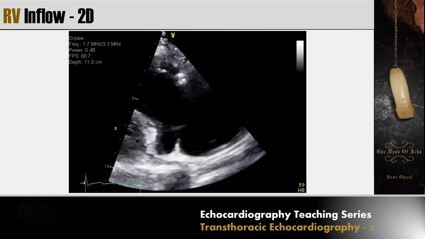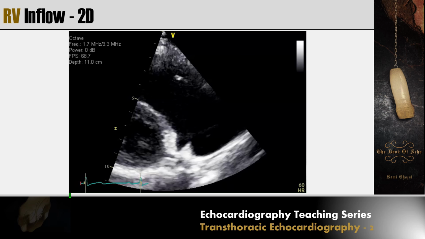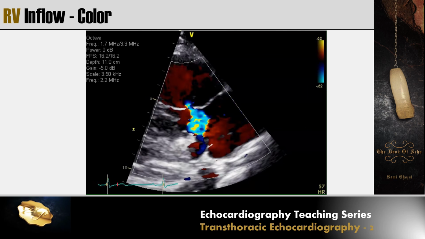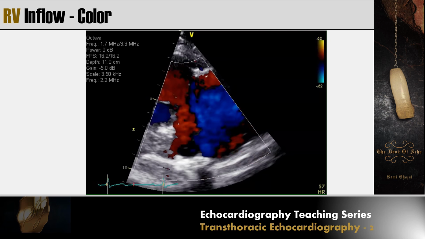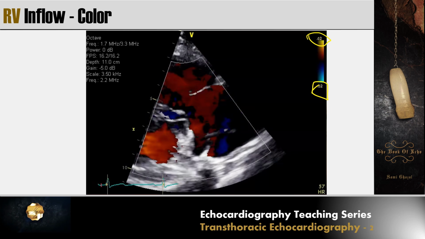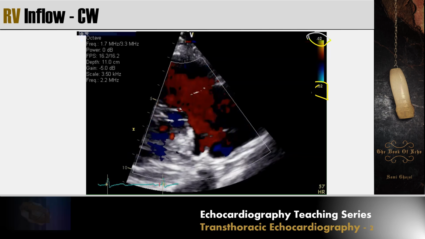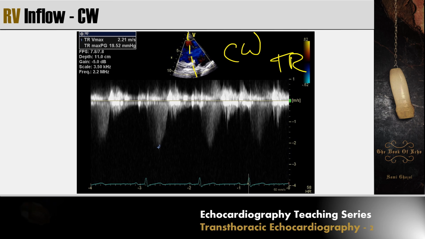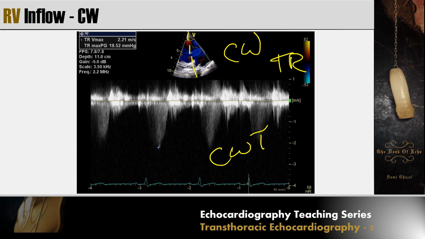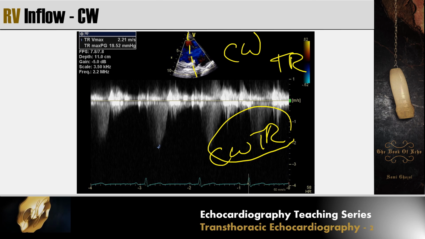Next view is the RV inflow in 2D. And again with color. Because we expect a high velocity in tricuspid regurgitation as well as mitral regurgitation, we need to use adequate Nyquist limit. Next, align your spectral Doppler cursor to the tricuspid regurgitant flow and acquire CW, or continuous wave Doppler, of the tricuspid regurgitation. As you will see in the coming slides, we will acquire CW of TR in many views because you never know when you will see the best regurgitant flow.